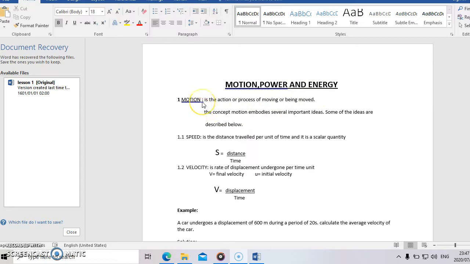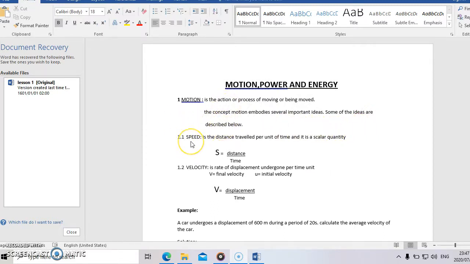And motion is the action or a process of moving or being moved, which means that when we talk about motion, we talk about a body, its displacement, its movement. So we're going to look at these three ideas that describe motion.